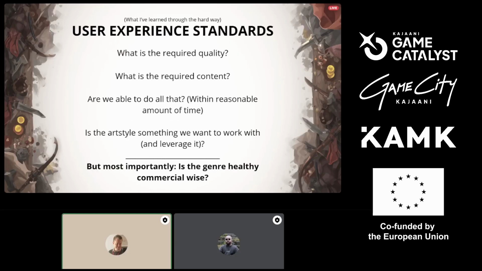So user experience standards is things like what is the required quality? The quality, as an example, may be the graphical style. Like, is there hand-drawn worlds with a lot of different items and the menu systems and everything are top-notch and it's like high-quality content.